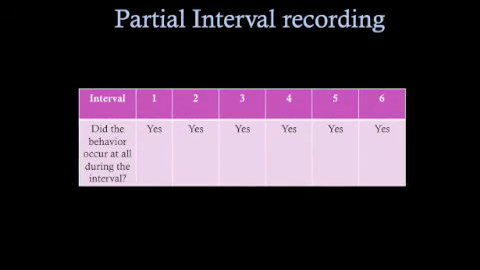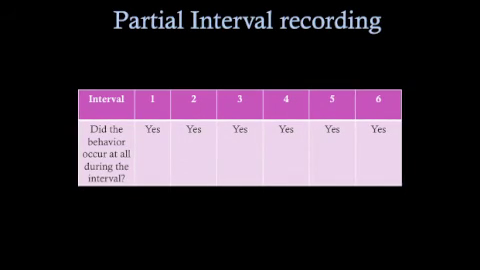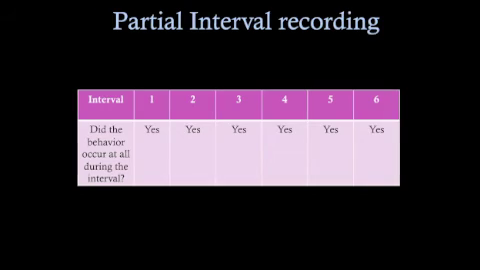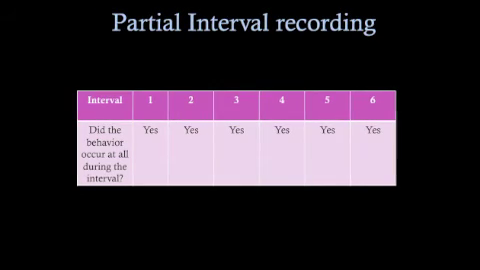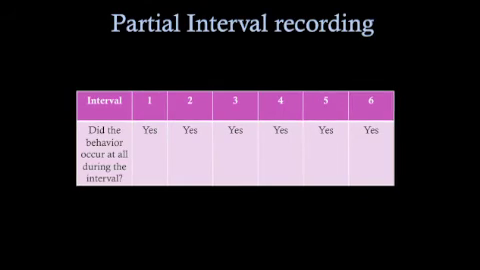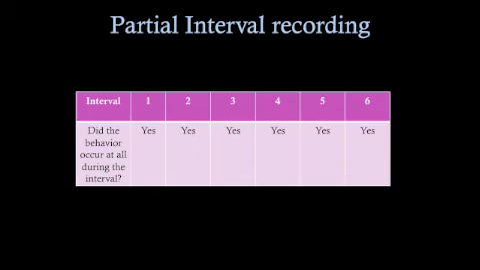Your data should look something like this. The behavior occurred at least once during all of the intervals. According to Cooper, Heron, and Heward, partial interval data and whole interval data are most often reported as a percentage of total intervals in which the behavior occurred.